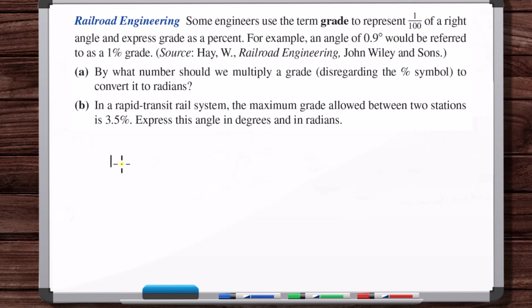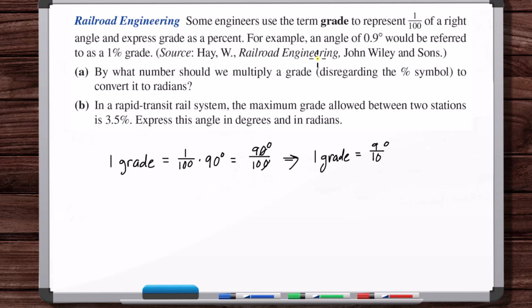So 1 grade is equal to 100th of a right angle. So that would be 100th of 90 degrees. So that's 90 degrees over 100. Therefore, 1 grade is equal to 9/10 of a degree, that's 0.9, but that would be referred to as 1% grade.